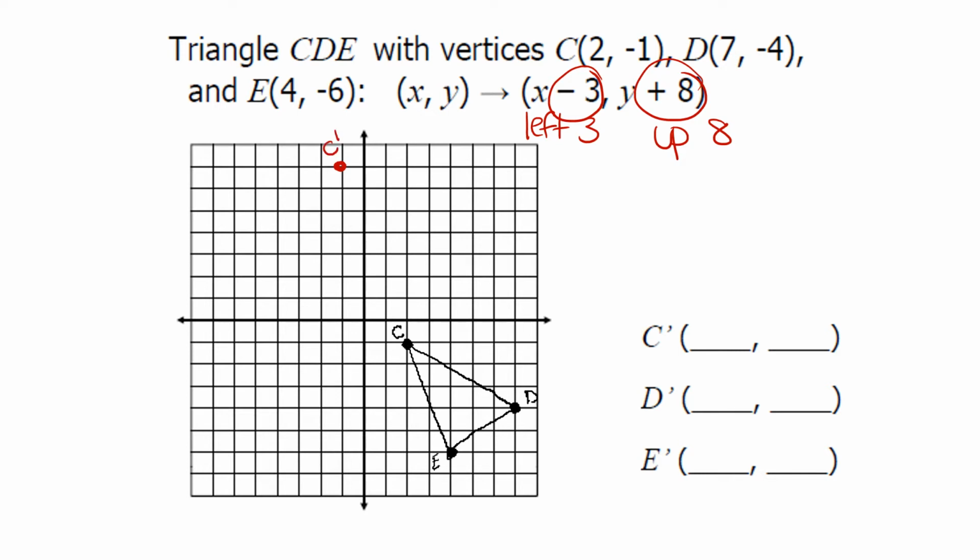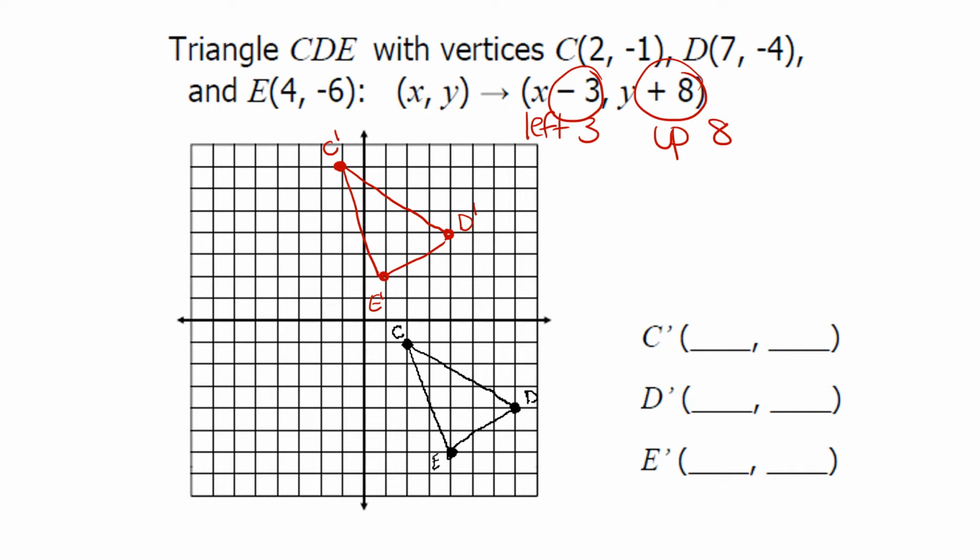We do that with point D and E as well. Go left 3 and up 8. Label that point D prime. And point E, again, left 3, up 8. And label that point E prime. We connect our dots and you should have the exact same triangle, but only slid over 3 and up 8.